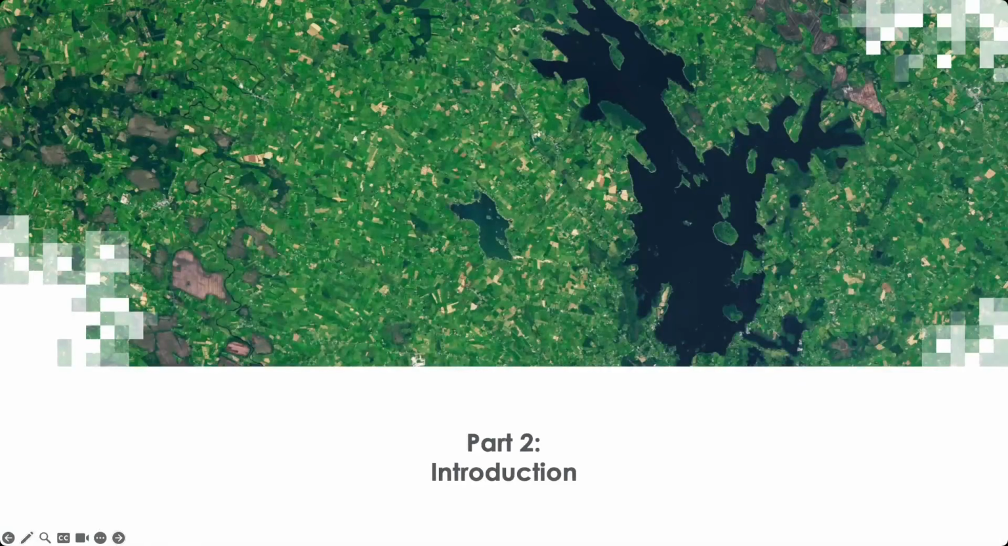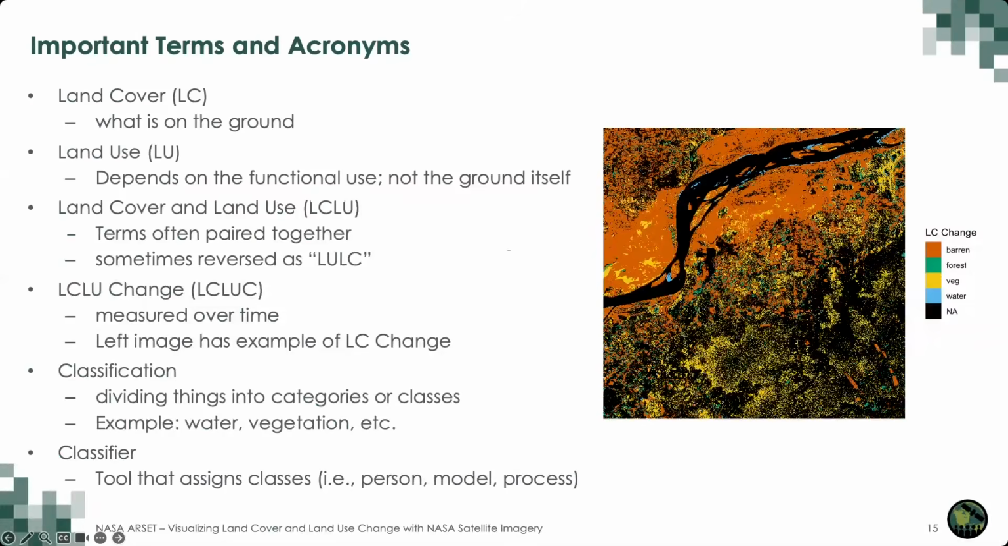Now we can get started. Just to review, here are some important concepts which we went over in the first part of this training, and the image on the right is where we're headed today as we learn how to implement a random forest classifier in R and use it to show land cover and land use change over time.